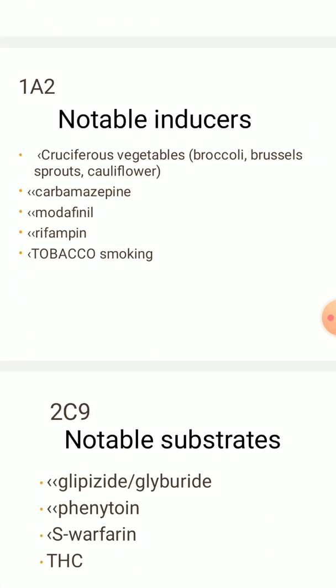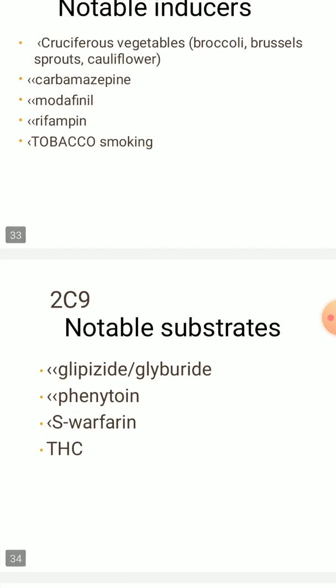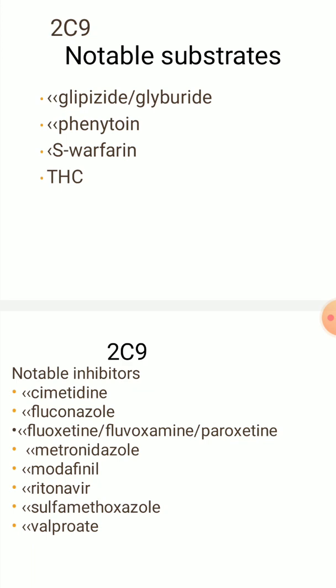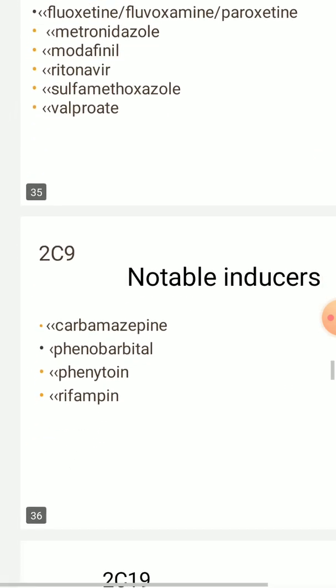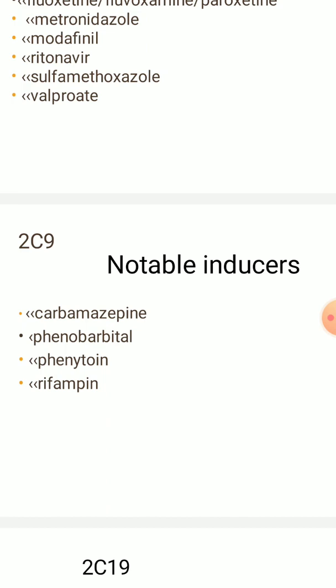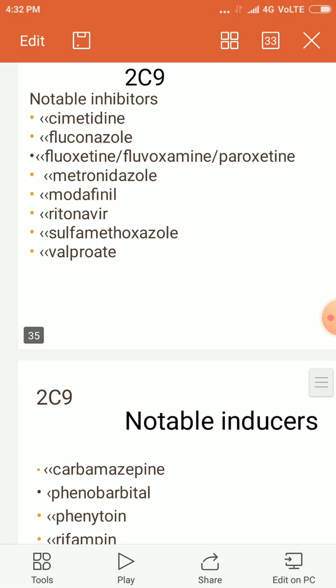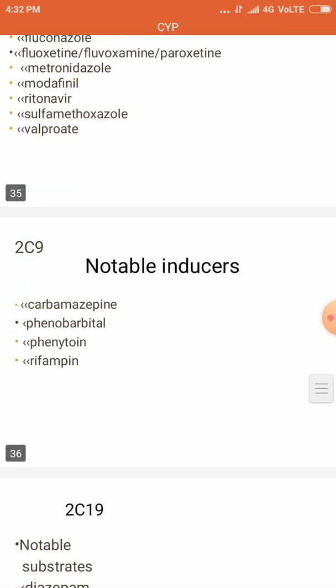Coming to the notable substrates of 2C9: glipizide, phenytoin, warfarin, THC. Coming to the notable inhibitors on 2C9: cimetidine, fluconazole, fluoxetine, etc. are going to act as notable inhibitors on the 2C9. Inducers in the same way on the 2C9: carbamazepine, phenobarbital, phenytoin, rifampin. See, you can make out almost all the inducers and inhibitors are going to work on the same enzymes, same inducers somewhere, and somewhere the same notable inhibitors also working on the particular enzymes, right?